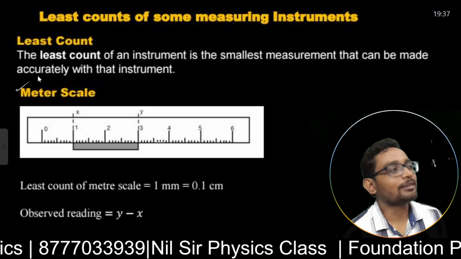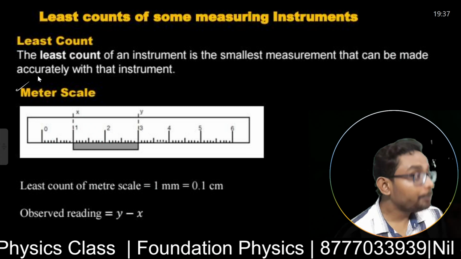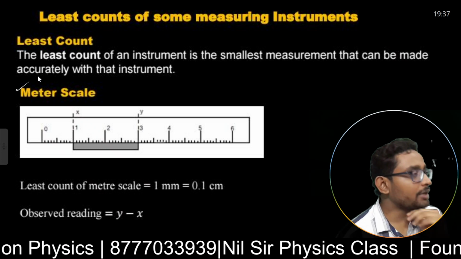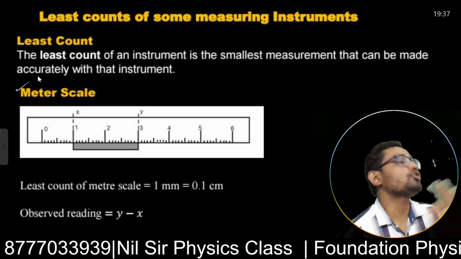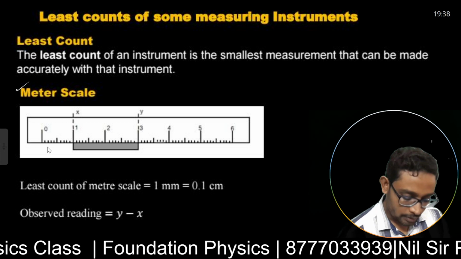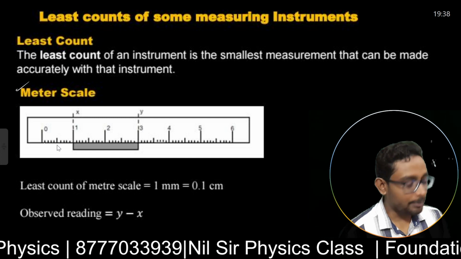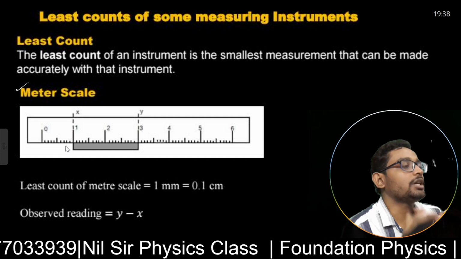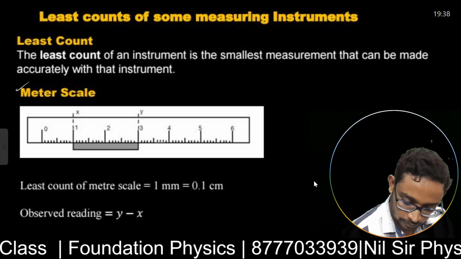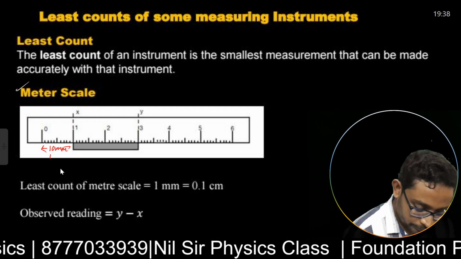Normally we use a 10 centimeter or 1 meter scale, right? These are called meter scale or centimeter scale. From this scale, what is the minimum length we can measure correctly, if it is not faulty? It is 1 millimeter. Each division gives you 1 millimeter, and 10 divisions is equal to 10 millimeters, or 1 centimeter.